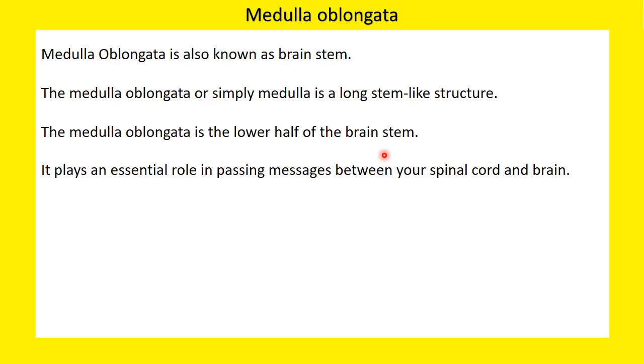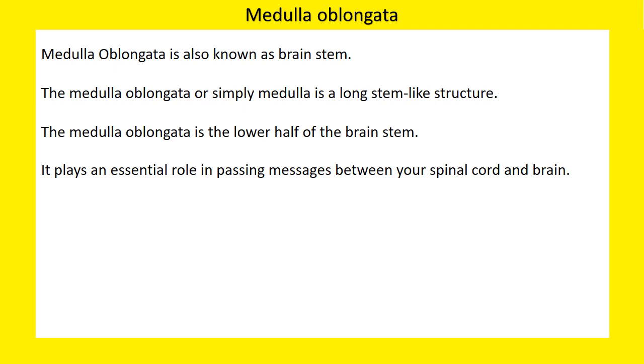It plays an essential role in passing messages between your spinal cord and brain. As you know, the spinal cord is down and the brain is up, and in between both of them there is the medulla oblongata. Sometimes the action goes to the spinal cord, or sometimes it can go to the brain. If the action is not controllable by the spinal cord, the action goes to the brain using the medulla oblongata. So move on to our next slide.